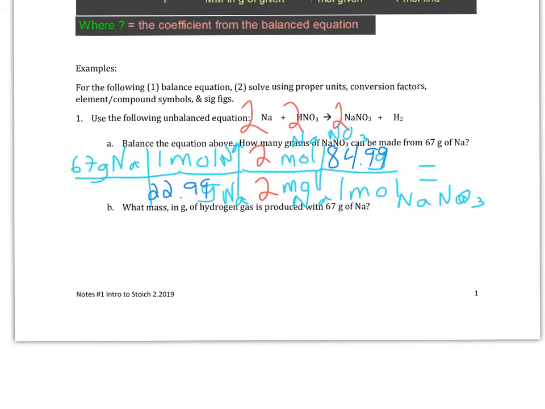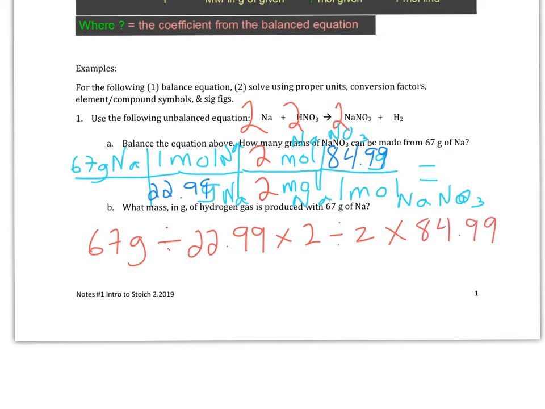And then we do the math. And let me write out what the math in my calculator would be. It's going to be 67 grams divided by 22.99. I'm a little bit lazy here with my calculations. Times 2 divided by 2. I don't use parentheses. Then times 84.99. And bada bing, bada boom.